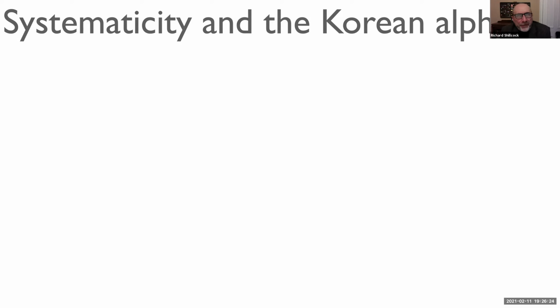So the Korean alphabet is really interesting because it was produced by the king at the time with a little committee of people, and they worked on it for about 10 years. And you'd think, oh, if you want to mess things up, get a committee to do it. But this works really, really well. So Korean orthography is fantastic.